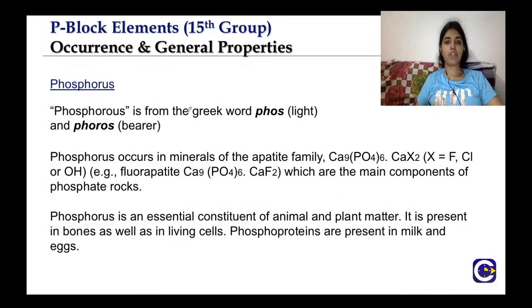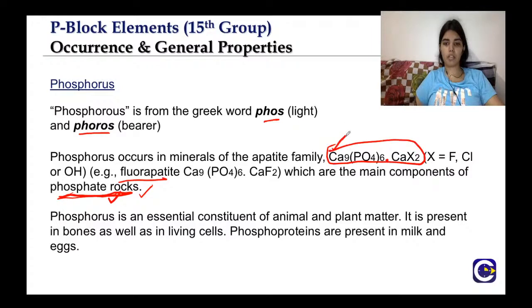Phosphorus is formed from the Greek words phos and phoros, which mean light bearer. Phosphorus occurs in minerals of the apatite family, which are basically the phosphate rocks. So you can remember this important thing, that phosphorus is present in phosphate rocks, such as fluoroapatite, for example, calcium fluoride with a salt of calcium 9 phosphate 6. That means these are the composition of the phosphate rocks.